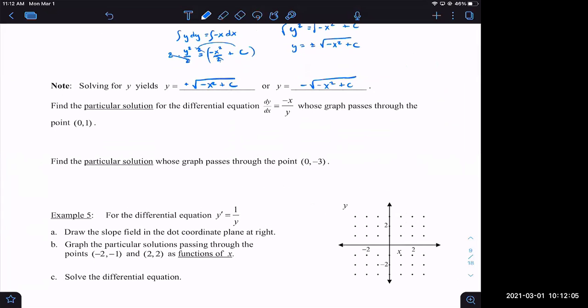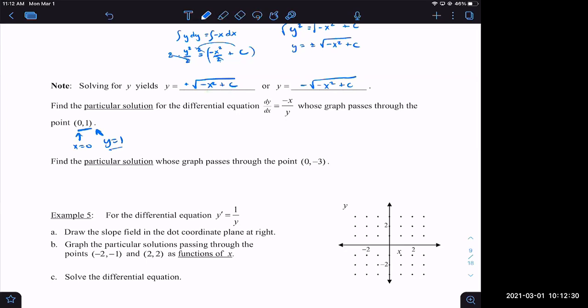How do we find the particular solution if it passes through 0, 1 when we're doing it analytically like this? What do I do at 0, 1? Plug it in. So we're going to plug in 0 for x. We're going to let y equal 1. I have two equations though. Which one? Do I choose the one with the plus in front or the one with the minus in front? Plus. Why the plus?